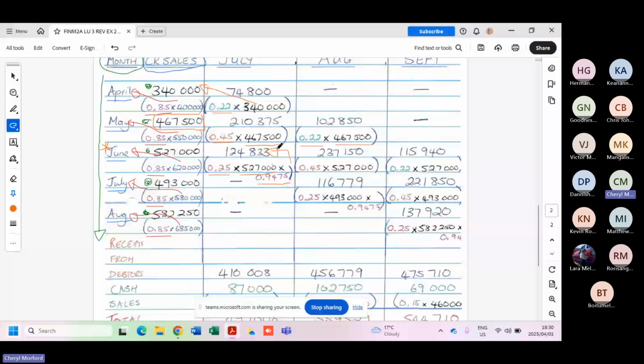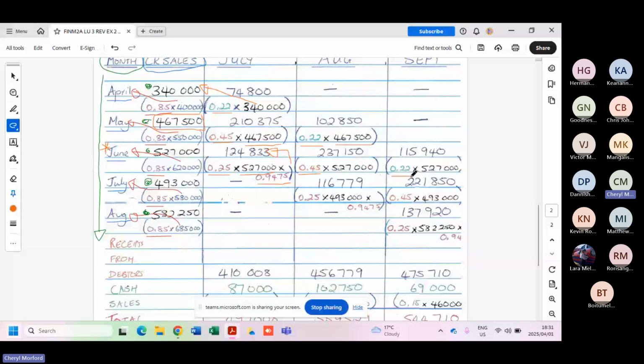What then about the other amounts? No discount here. The second installment is the 45%. The third installment, the remaining 22. Right, now we're going to go on to July. Step 1, calculate the credit sale. Then get the timing sorted. Once you've got the timing of the months, get the percentages sorted.